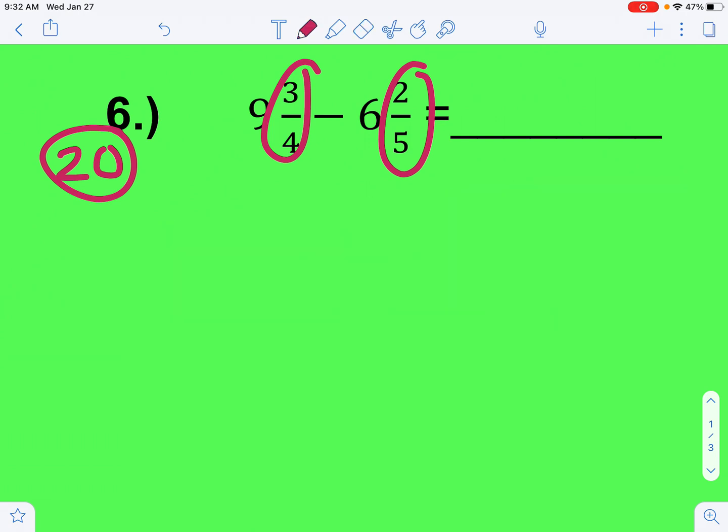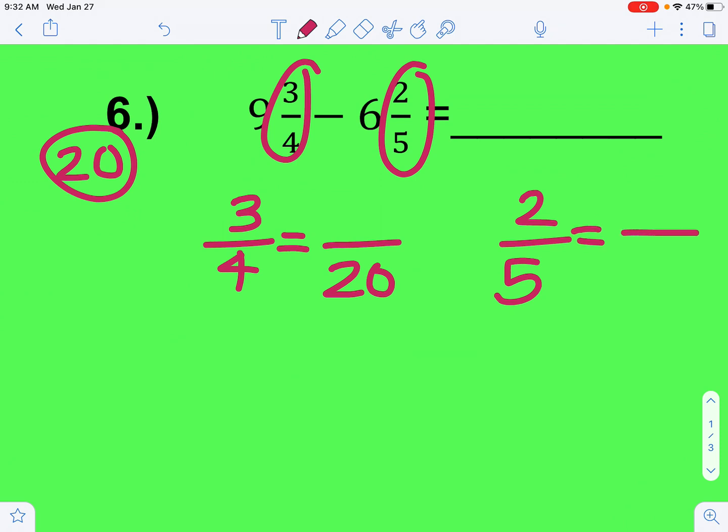Alright, I'm erasing all this. So we need to change both of our fractions. So we have 3/4 with a denominator of 20, and then we need 2/5 with a denominator of 20. 4 times 5 gives us 20. What we do to the bottom, we have to do to the top. 3 times 5 gives us 15.